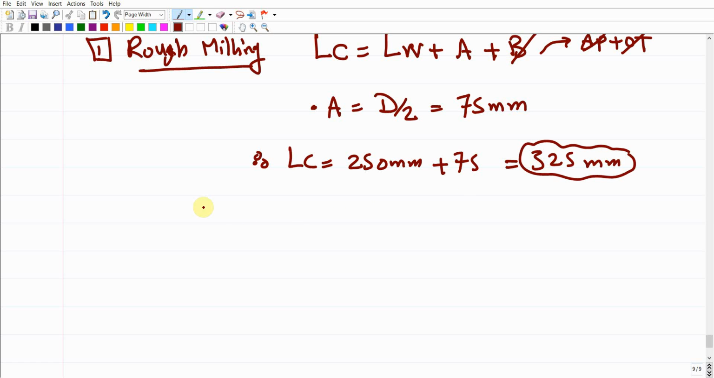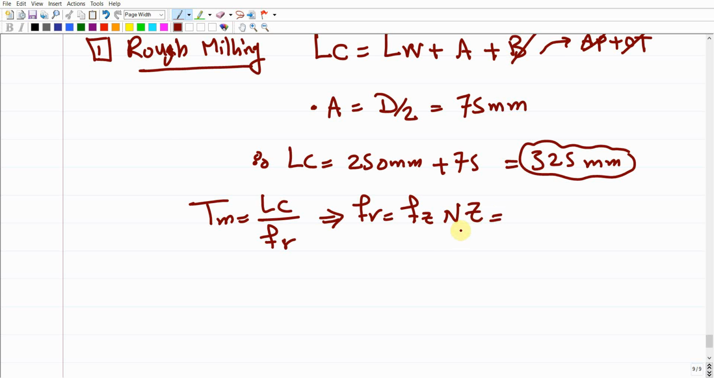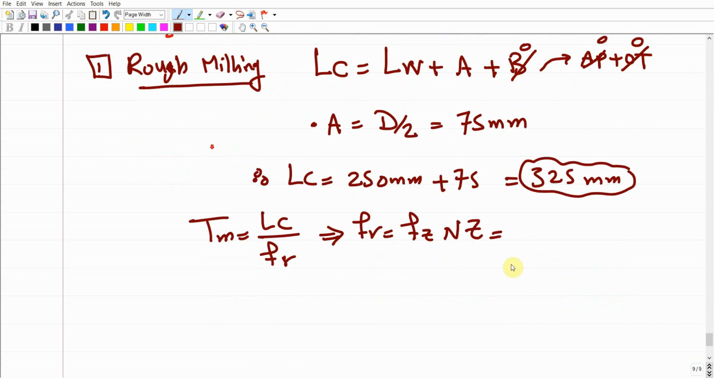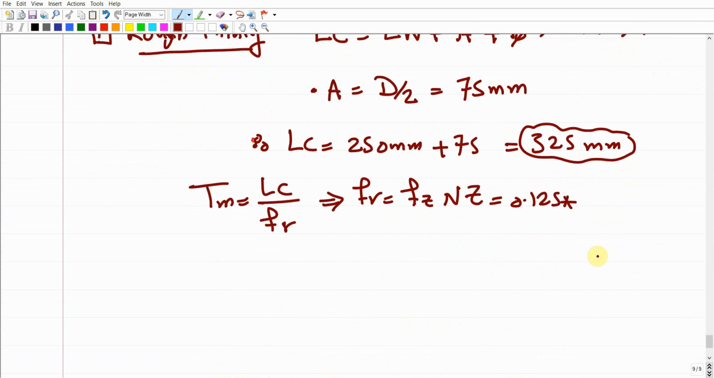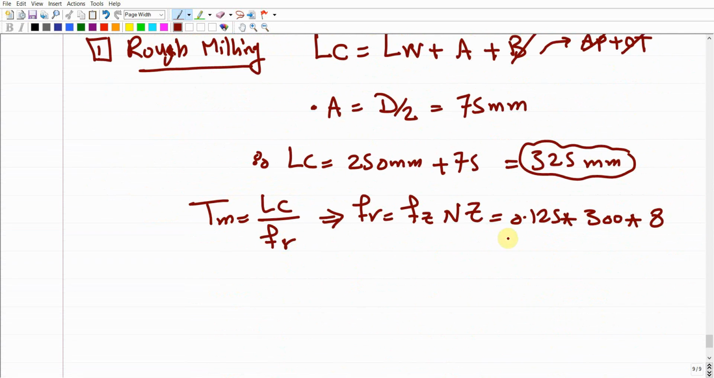Make sense? Then you're going to calculate the machining time as L_C divided by F_R, right? So we need to calculate F_R. F_R is equal to F_Z times N times Z, right? So the F_Z was given as 0.25, times N, which is the RPM, given as 300, and Z, which is 8 teeth, the number of teeth of the cutter. Doing the calculations, this is going to give us 300.